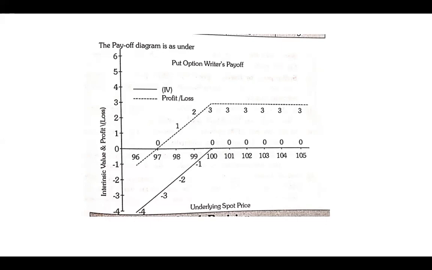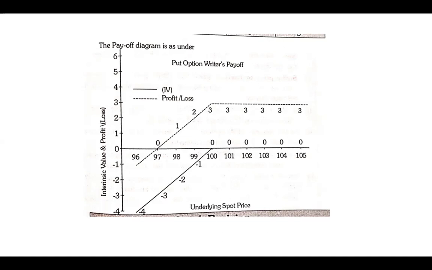When the prices are falling below 100, below strike price, when the prices are falling from 100 to 99, you will get a loss of 1. 100 to 98, you will get a loss of 2. From price 100 to 97, you will get a loss of 3. If price goes below 100, that means when the price goes below the strike price, you will incur a loss of that amount. The difference between the stock price and the strike price, he will get a loss. This amount will be deducted from his account.